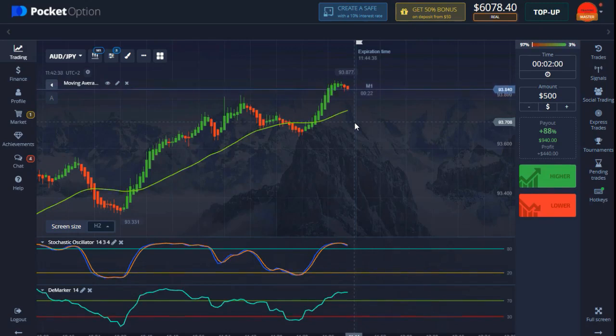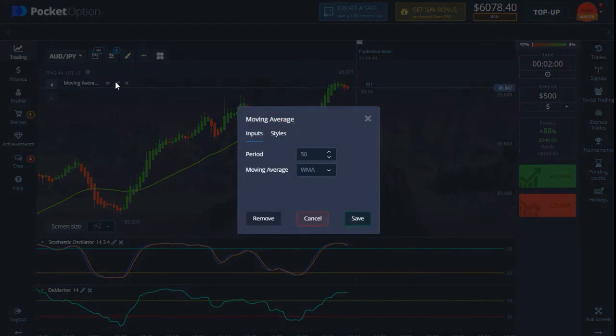Over here we have a couple of indicators. The first indicator we are using is called moving average, and this is the setting. On the input part, the period is 50, where the moving average is WEMA. We are using WEMA on this. On the style part, I use a green color and set the line to 2 pixels. That's pretty much all I did on the moving average.